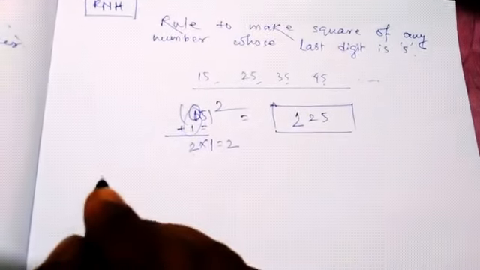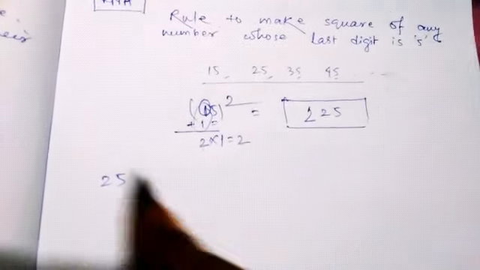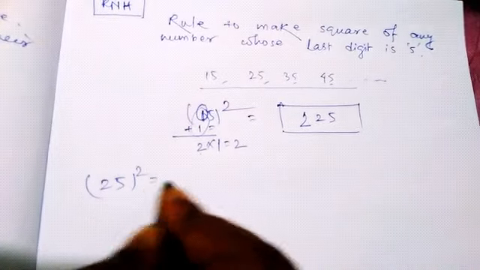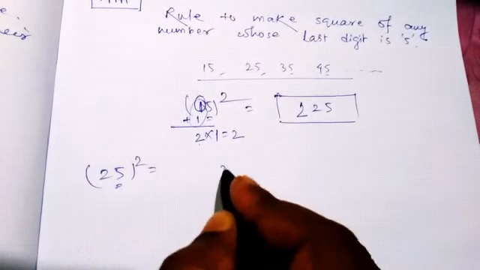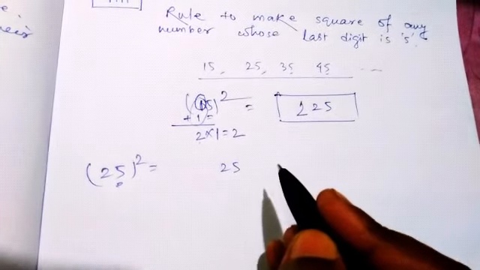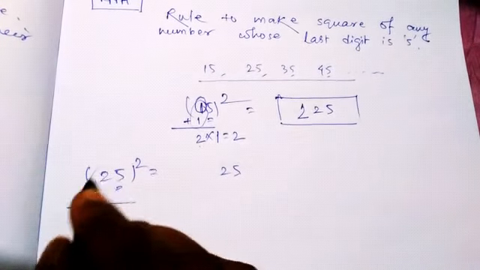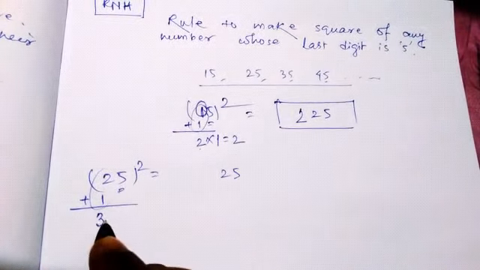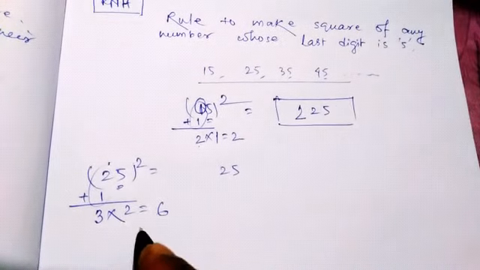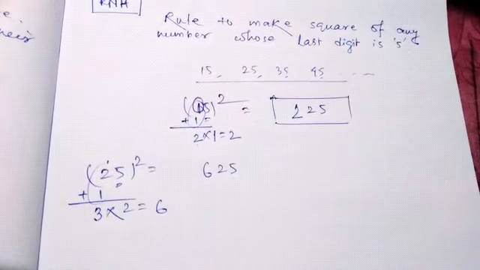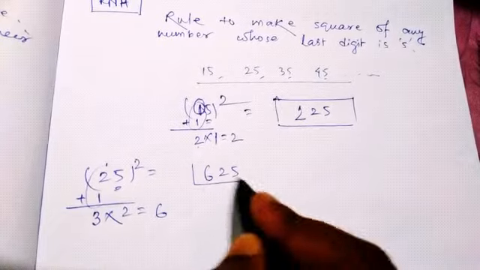Now take the number 25 and make it square. First make the square of this 5. 5 into 5 will be 25. And next add 1 to this 2. That will make 3. 3 into 2 will be 6. Put 6 here. So the answer is 625.